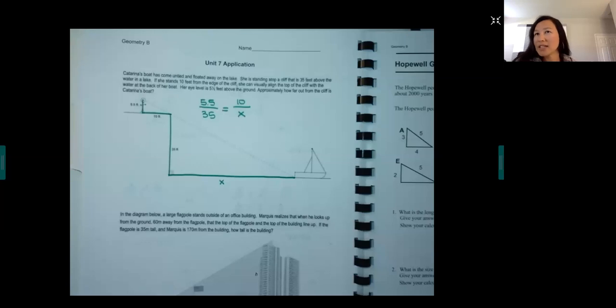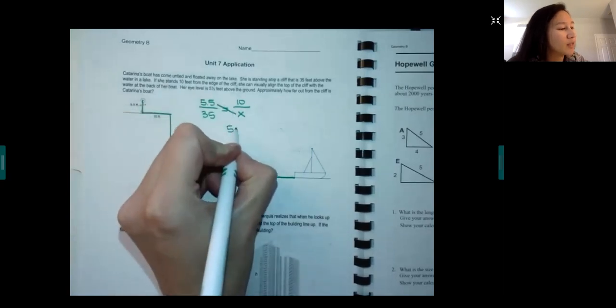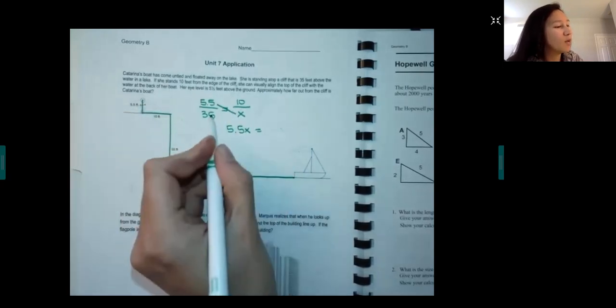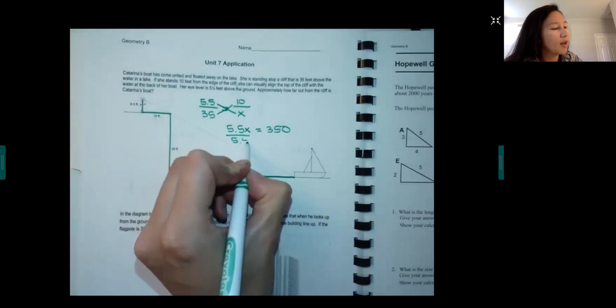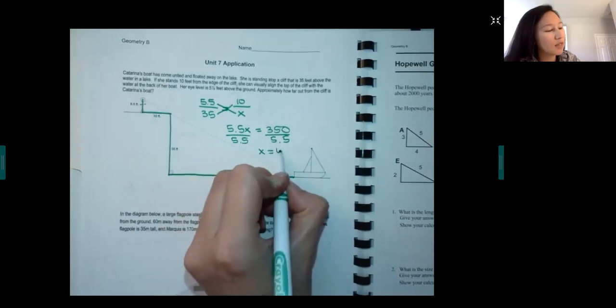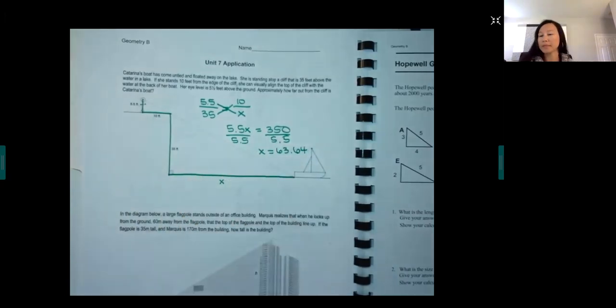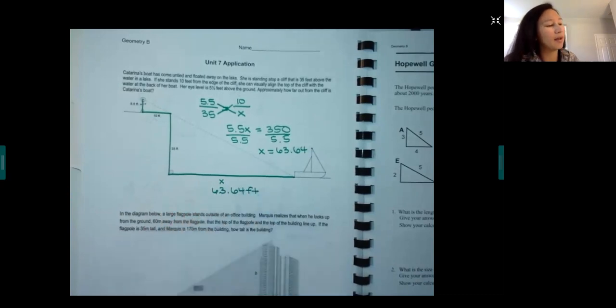Okay, good. I'm getting a couple answers. So when we cross multiply, we get 5.5 times x, which is 5.5x equals 35 times 10, which is 350. Then we have to divide both sides by 5.5, and we see that x equals 63.64. Any questions? So the boat is 63.64 feet away from the cliff.